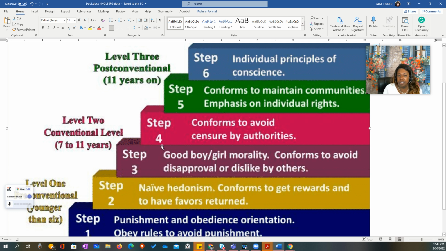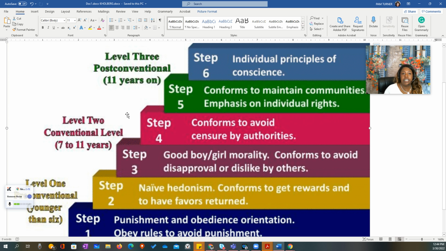So, level 2, that's my conventional level. And what he said in that stage, again, is that most people will stay there. We're going to conform to avoid the censorship by authorities. We want to be a good girl, or bad girl, we want people to see us as good people. So, an example of this one is, you're going to stop at the stop sign because it's the law, right? You're going to go the speed limit because it's the law. Those are the rules, and we don't want to break the rules of society. We want people to see us as just this kind, great, wonderful person. If the question says that you stop at the stop sign or you go the speed limit because you realize that somebody could get hurt and you don't want to hurt anybody, that's post-conventional thinking.